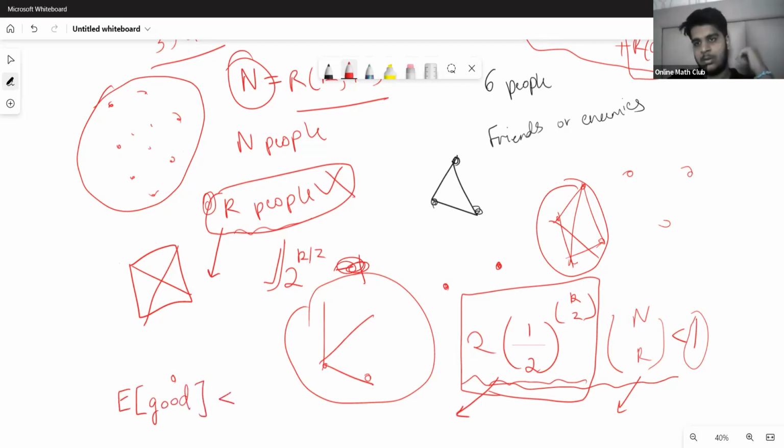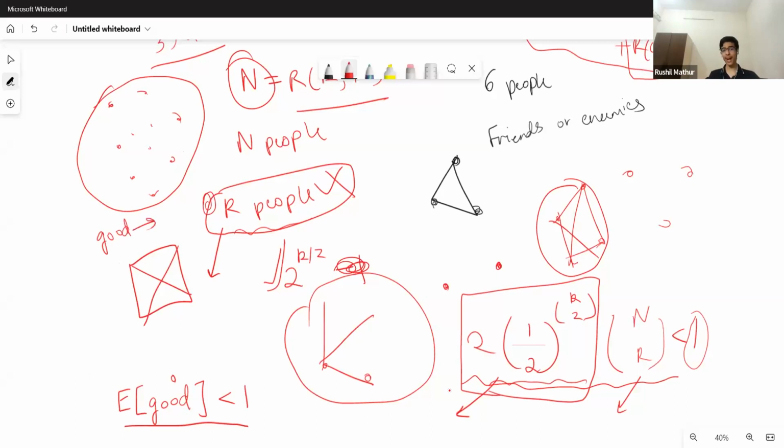That there exists some construction for which this is zero. Exactly. So if the expected value of good is at most one... by the way, it's a very bad thing to say. Pranav is just saying good. I don't know why. It should be bad. But good here means that all of the k choose 2 people are all friends or all enemies.